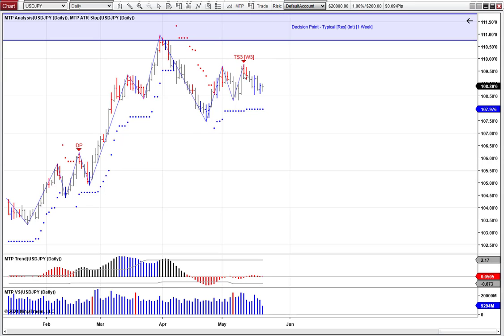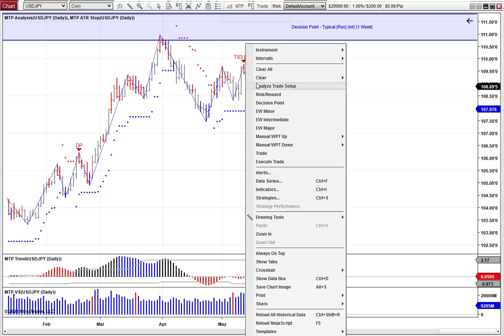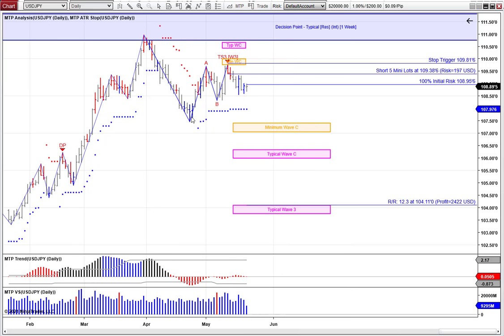As you can see, this is what unfolded a bit later. We had a TS3 W3 trade setup. So you right mouse click over the red cell bar, do analyze trade setup. This then gives you the position sizing. You can set up different size accounts to give you different position sizing. That's a subject of a different video, but our default account is 2% on a $20,000 account.